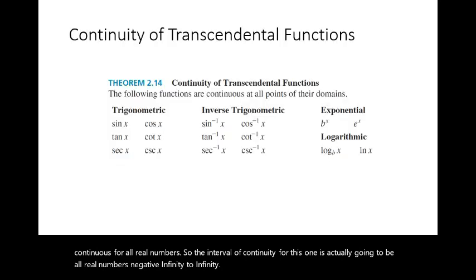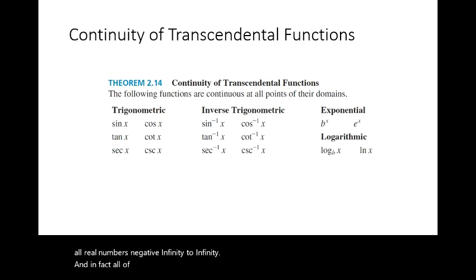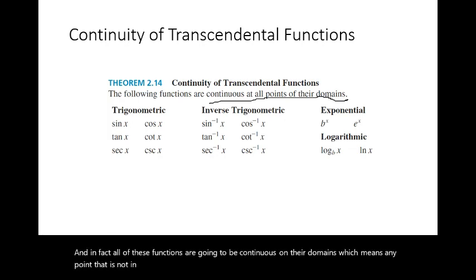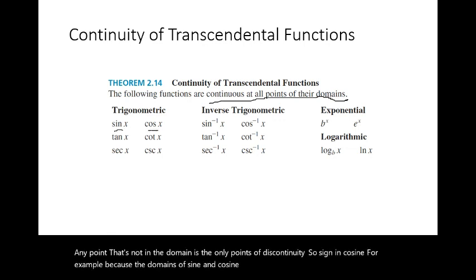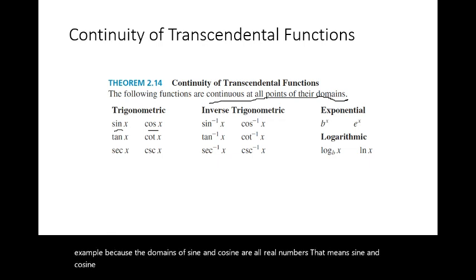And in fact, all of these functions are going to be continuous on their domains, which means any point that is not in the domain of any of these functions is automatically a point of discontinuity, but that's it. Any point that's not in the domain is the only points of discontinuity. So sine and cosine, for example. Because the domains of sine and cosine are all real numbers, that means sine and cosine are continuous for all real numbers. And if you remember their graphs, they are smooth, unbroken curves from negative infinity to infinity.